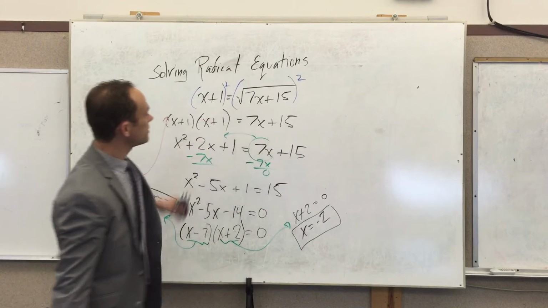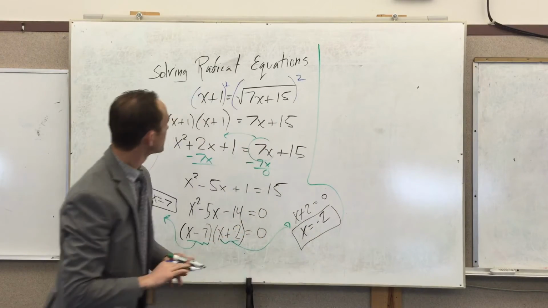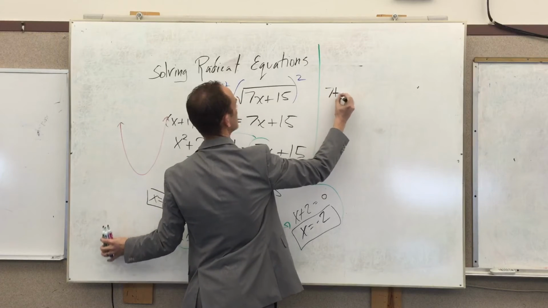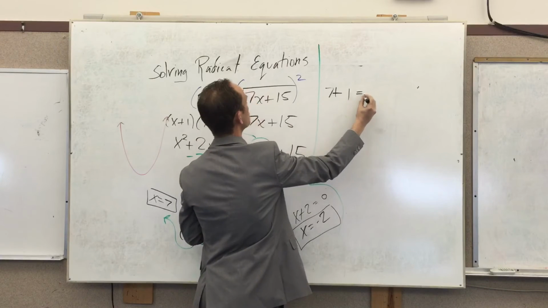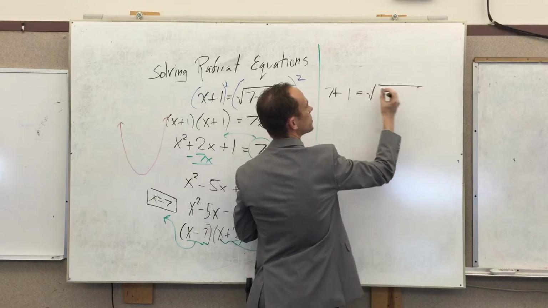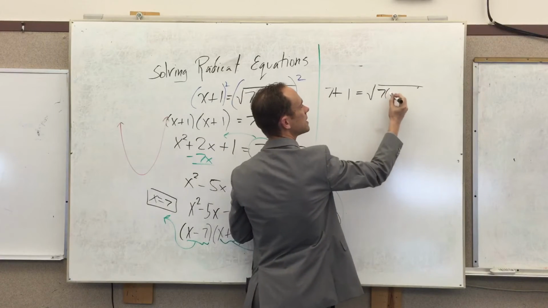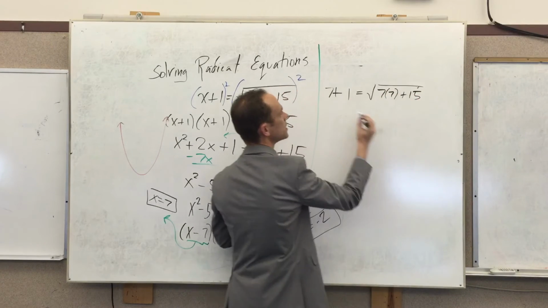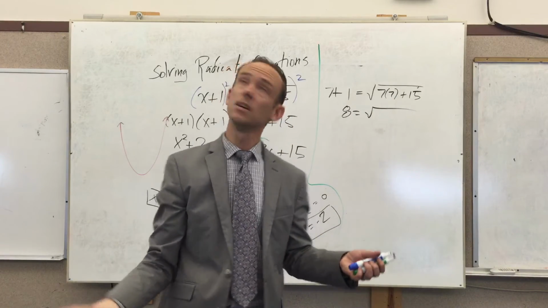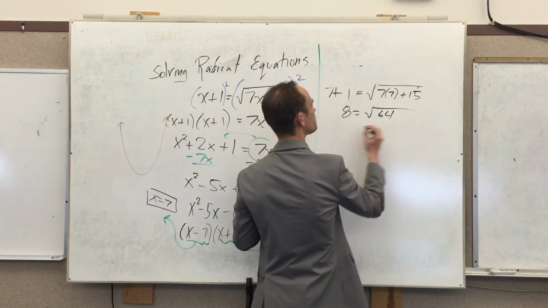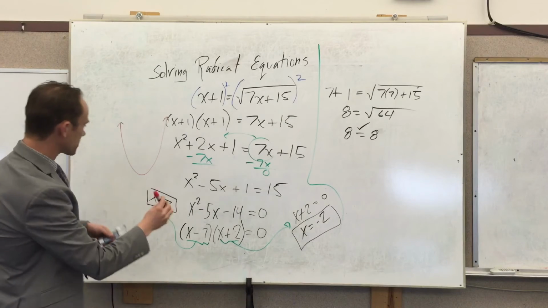First, I'm going to plug in 7 and see what happens. Let's get a little separation. And I got 7 plus 1. I'm going to go to the original equation. So forget that, the original equation is not squared, right? It was the square root of 7 times 7 plus 15. So 8 is equal to the square root of 49 plus 15, which is 64. And 8 is equal to 8. So 7 is a solution.